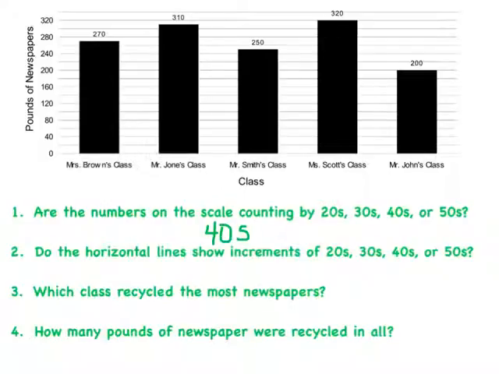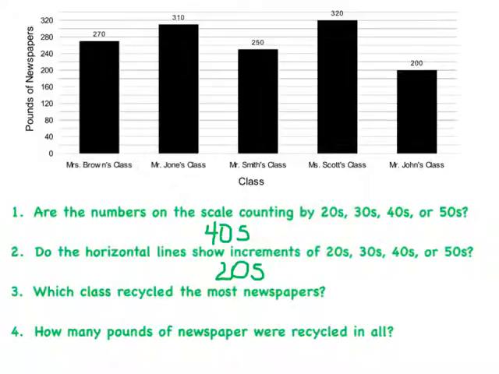All right, the next one. Do the horizontal lines show increments of 20s, 30s, 40s, or 50s? So they're talking about every single line. Well, I know that every other line was 40 and then 80. So those were all 40s. So halfway between the 0 and the 40 would be 20. So if this were 20, 40, 60, 80, 100, 120, then I know that my horizontal lines are showing increments of 20s.